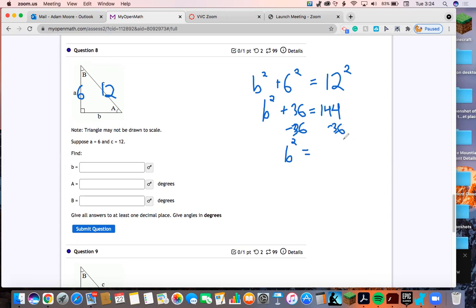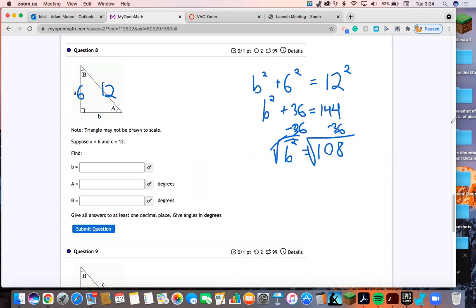What is that going to be? 144 minus 36 is 108. So is it just 108? That sounds right. Yeah, must be. And so then from there, get the b squared by itself, get that squared out of there. And then we have just the square root of 108, looking good.